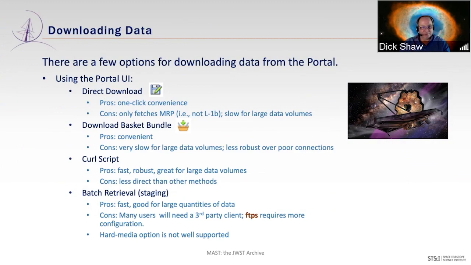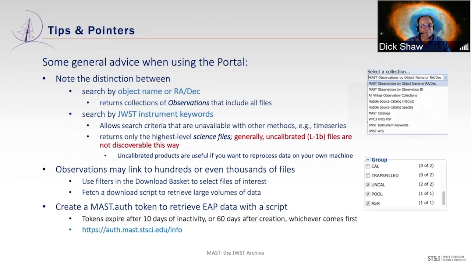But it's robust. And then there's batch retrieval or staging, which is where the data are staged on an archive disk for you to fetch by FTPS, although you'll need a third-party client for that. And I would just mention that the hard media option really isn't well supported for JWST, so I would not recommend selecting that. A few more tips and pointers.